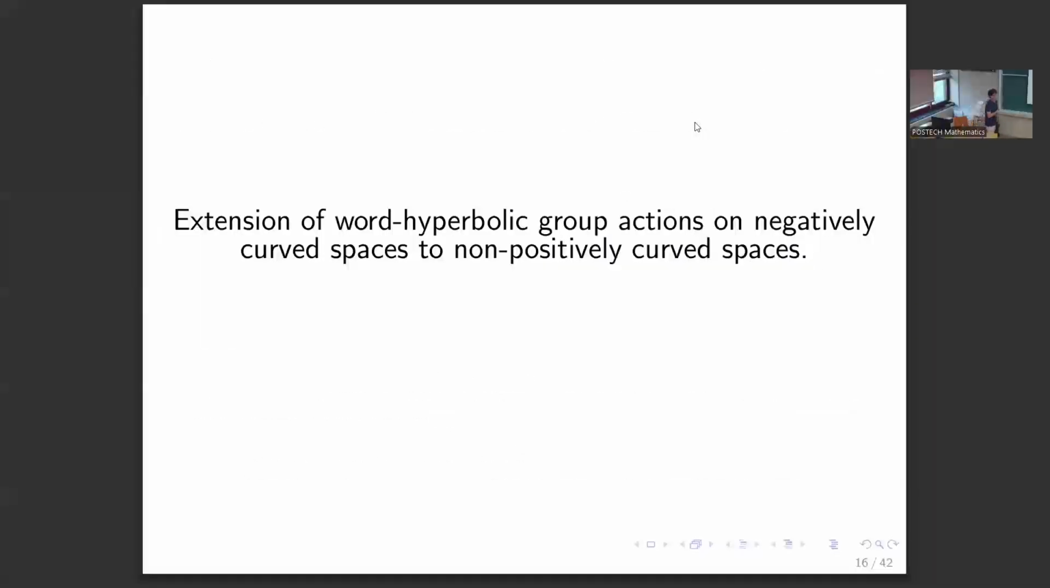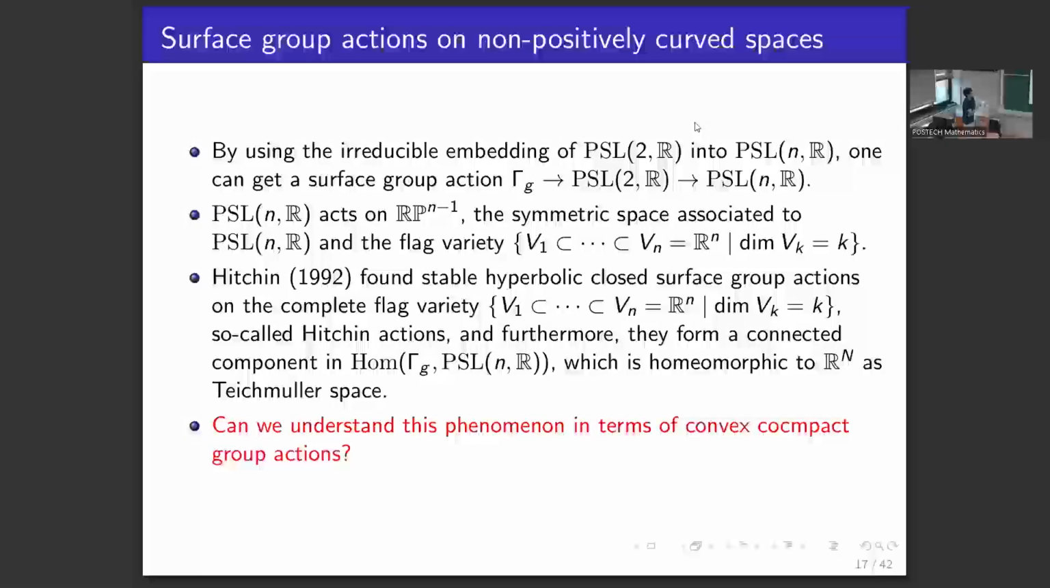Okay. So far the story is just hyperbolic group actions on hyperbolic space. They are called geometrically finite. Okay. So now extend to group actions on non-positively curved spaces, for example, some Kähler space. Okay, so this also has classical examples.